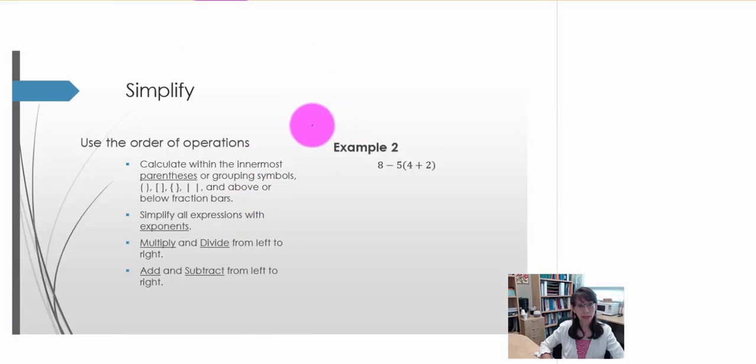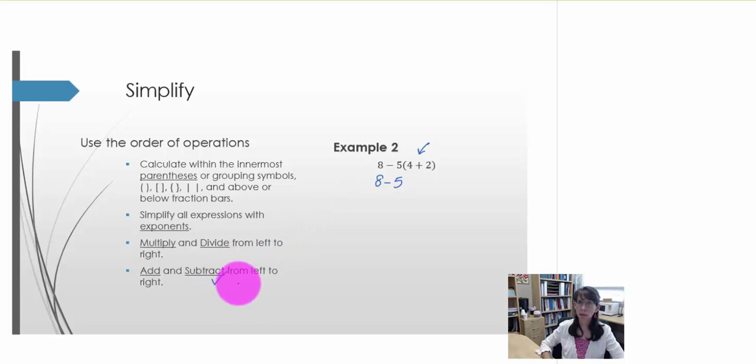In example 2, again, we do have parentheses. We have a subtraction sign. And when a number or a variable is written right next to a set of parentheses, it is implied that we will multiply, even though there's not any dot or multiplication sign. So according to our order of operations, the grouping symbols need to be done first. So I have 8 minus 5, nothing changes. Do not take 8 and subtract 5.